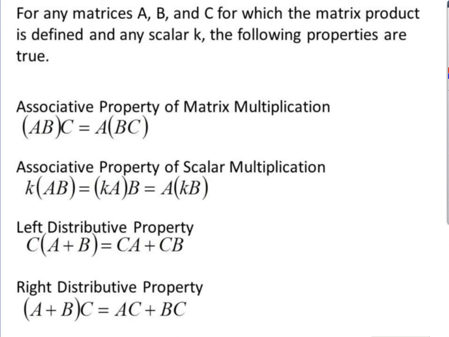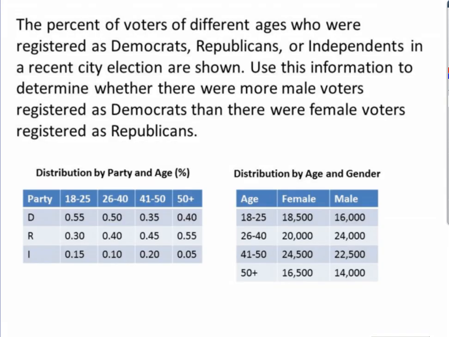The left distributive property says you can distribute the value first and then add the matrices, or you can add the matrices and then distribute. And the right distributive property says the same thing, but it's on the right.